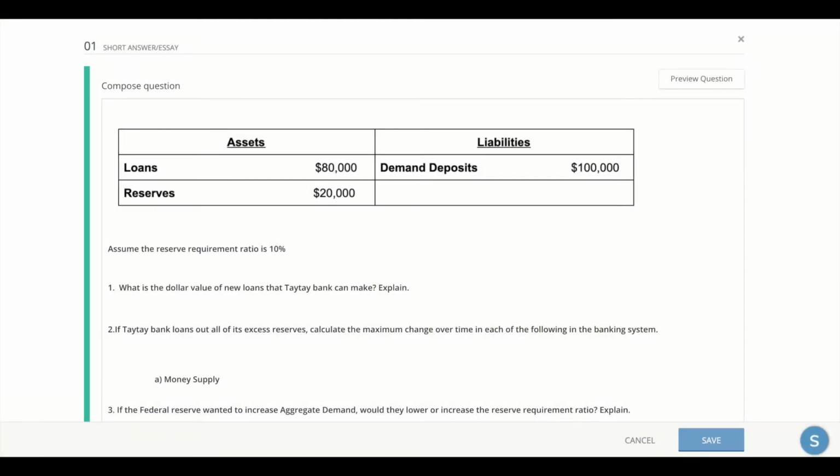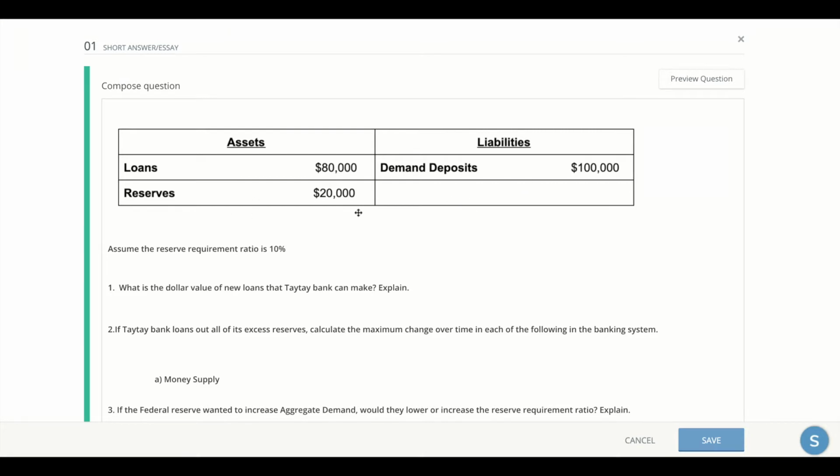Right now, we're going to go over the FRQ that we did in class on Monday. This is a banking balance sheets FRQ. Remember, the most important thing you have to look at when you start these banking balance sheets every time, first thing you look for is your demand deposits, your checking accounts, and the reserve requirement ratio. Everything else in the problem is predicated on those two things.